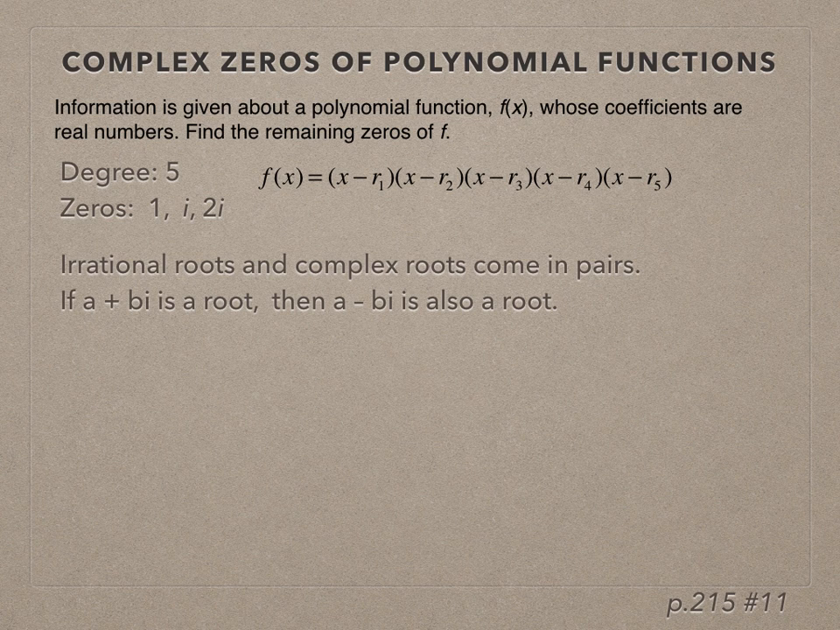So now the zeros of this function, we're looking for 5 zeros. The number 1 is a 0. Also 0 plus i, therefore 0 minus i. 0 plus 2i, and 0 minus 2i. Those are the 5 solutions. We have solved this problem. We'll go on to the next one.